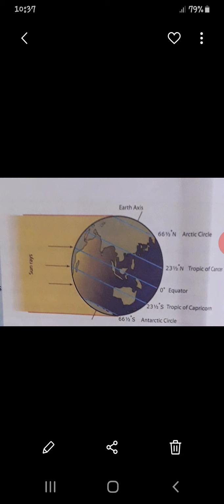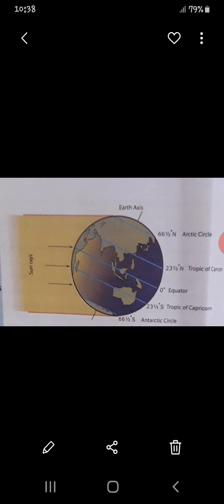Whereas in the other areas towards the poles, the sun's rays are slanting, they are not direct. So there the heat will be less. The amount of heat a place gets depends on the angle at which the sun's rays fall on that particular place or point. So based on the amount of solar energy received, each hemisphere in the north or in the south is divided into 3 temperature or heat zones.